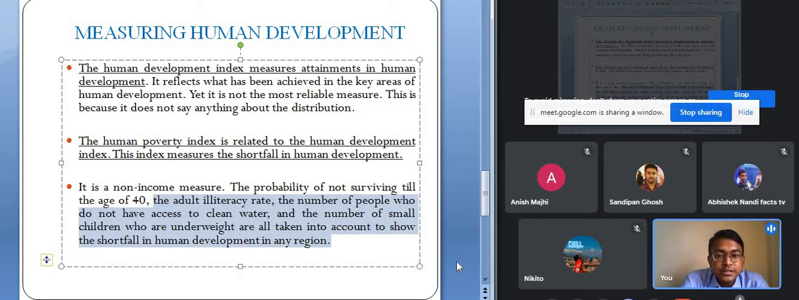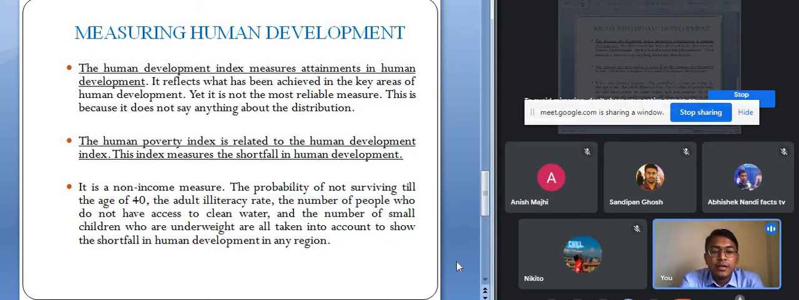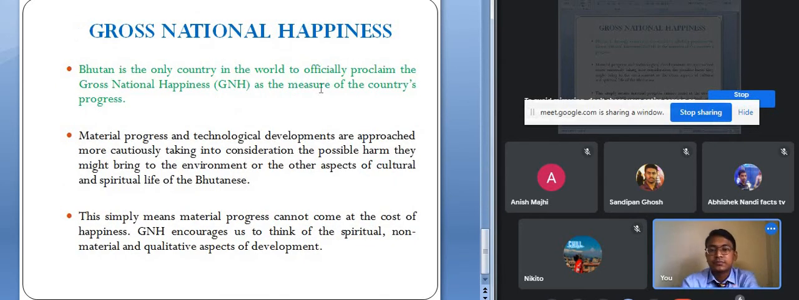So this is how we measure the level of human development. And also, to cross-examine it, we measure the level of poverty. But one interesting fact you should know is that one country is exceptional, like the country of Bhutan. Bhutan does not measure the level of attainment or the level of shortfall.